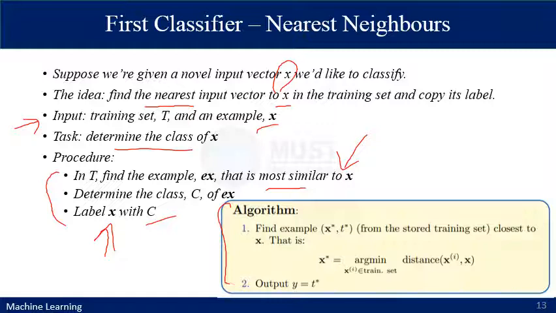So this is the simple algorithm of the nearest neighbor classifier, which says that you find the examples and the target labels from the stored training set which are closest to this example. That is, you have the minimum distance between those two examples. So then you output this example with the label of the most relevant or nearest example. So, as the name suggests, nearest neighbor classifier.